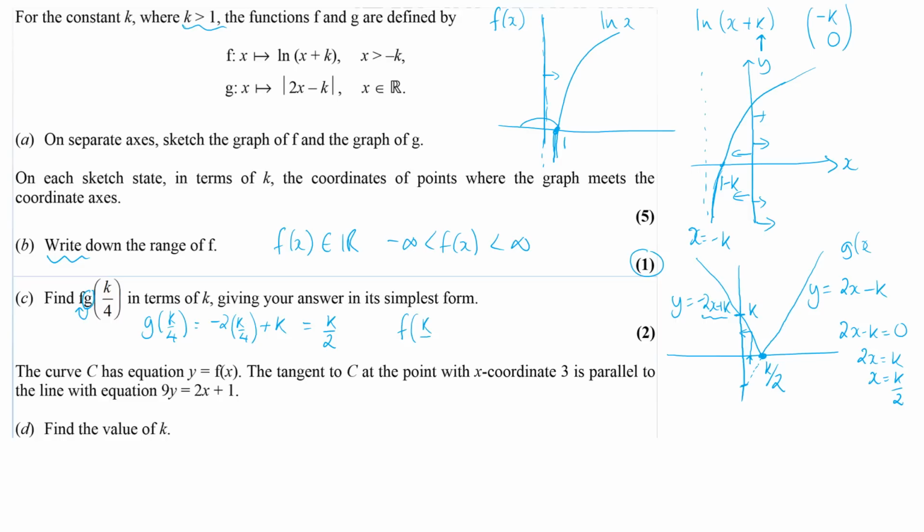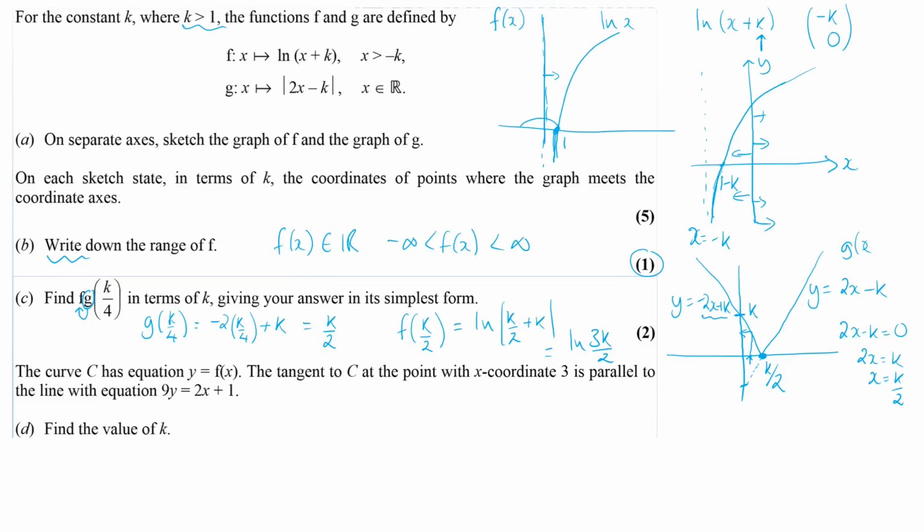f of the answer from when we've put k over 4 into g, which is k over 2, so f of k over 2 is just the ln of k over 2 plus k. So that will be the ln of 3k over 2, 1.5k.